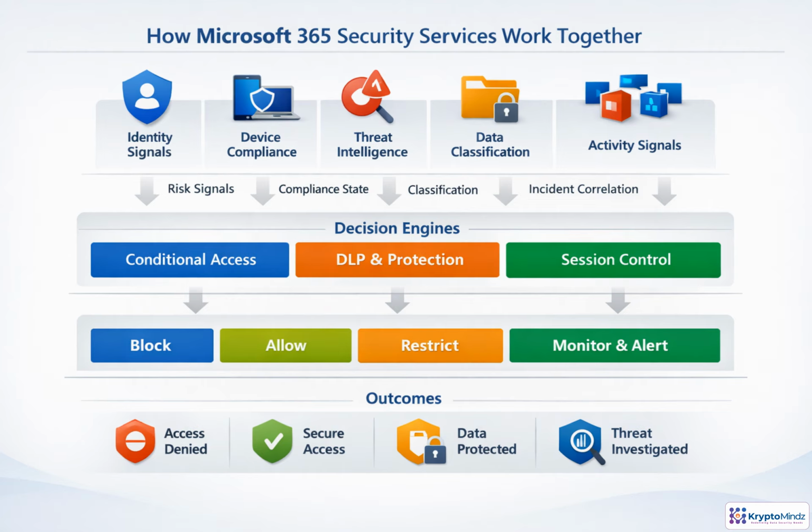The real value of Microsoft 365 security is correlation. Entra ID may see a risky sign-in, while Intune reports that the device is not compliant. Purview may know the file is highly sensitive, and Defender may add threat context from email, endpoint, cloud apps, or Teams activity. Those signals feed decision engines like conditional access, DLP, and session control.